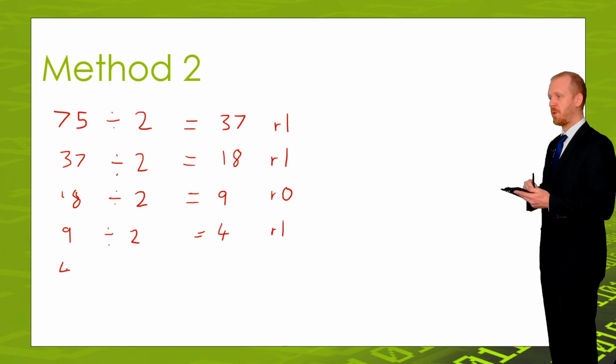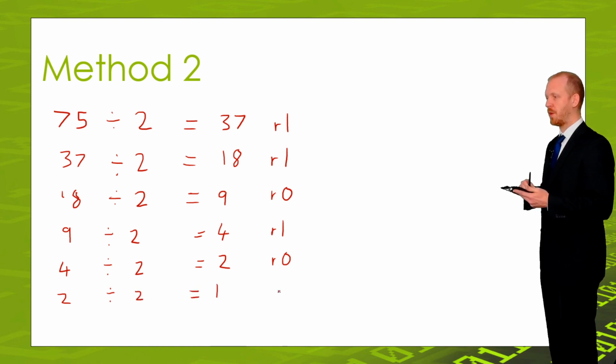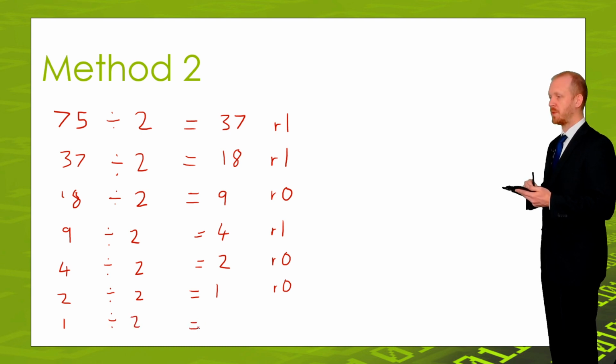We'll take that 4, we'll divide by 2, which will leave us with 2 and no remainders. Take that 2, divide by 2 to leave us with 1 and no remainders. And finally we'll take that 1, divide by 2, leaving us with 0 and 1 remainder.